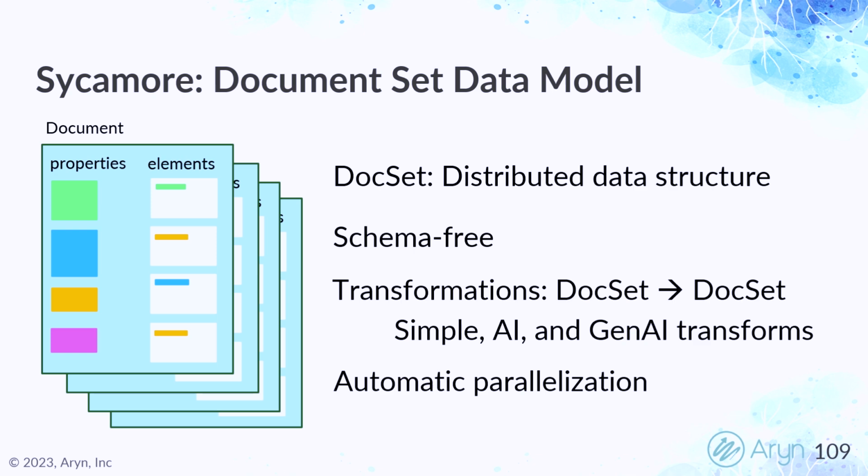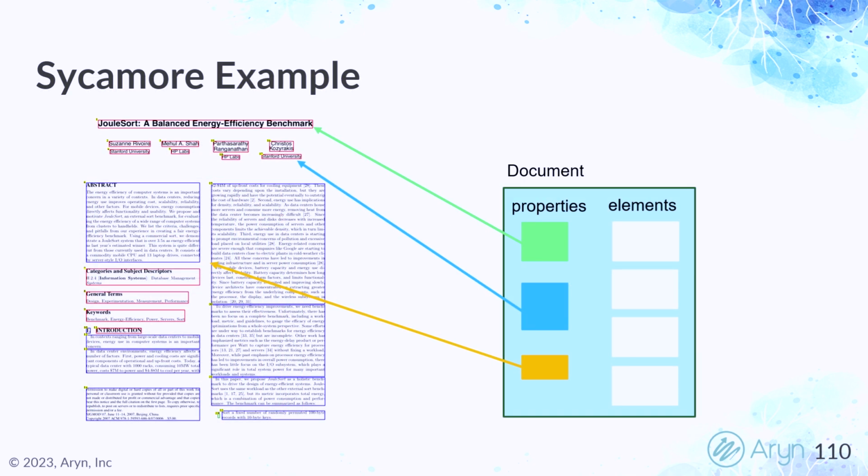Here's an example of what Sycamore can do. I showed this in the keynote, and I'll walk through it again. On the left-hand side is a research paper, and what we've done is run a series of transformations, segmentation to pull out these coherent chunks that we call elements. We've also run entity extraction to pull out things like titles and authors that you can then use to directly search over the data.